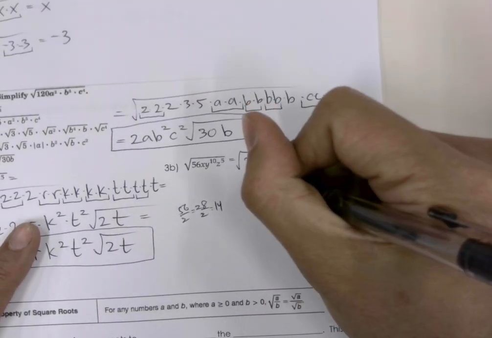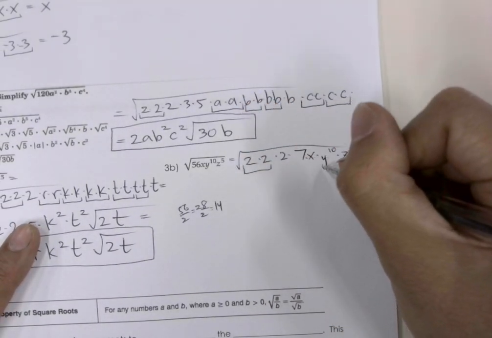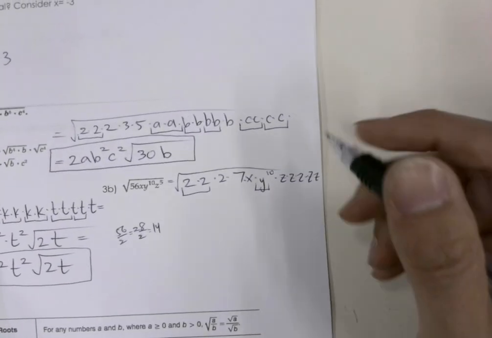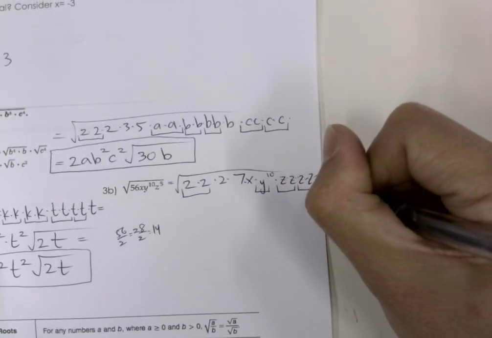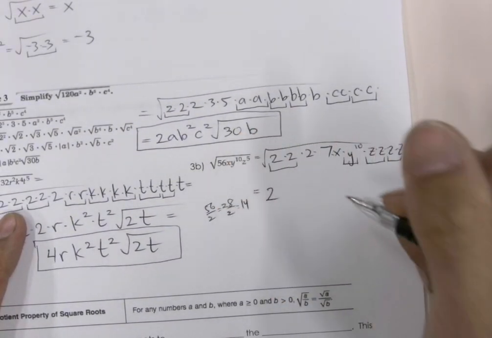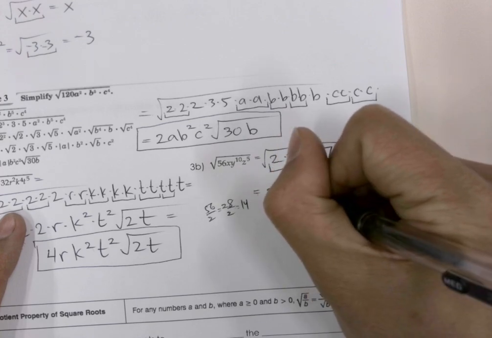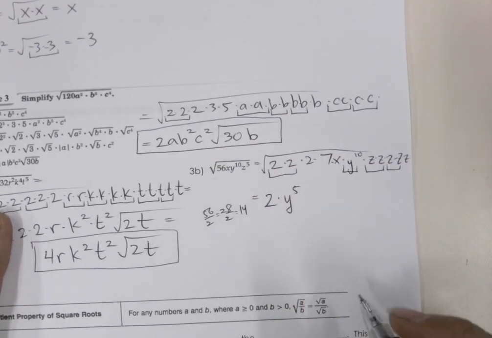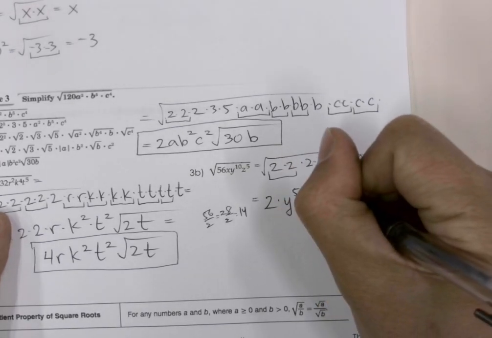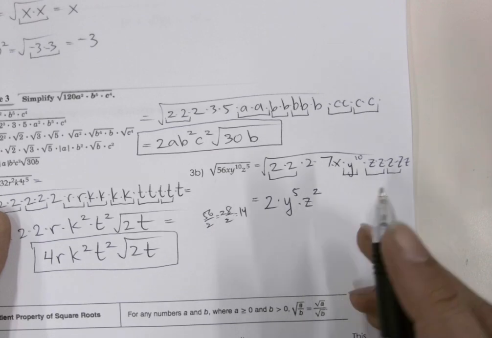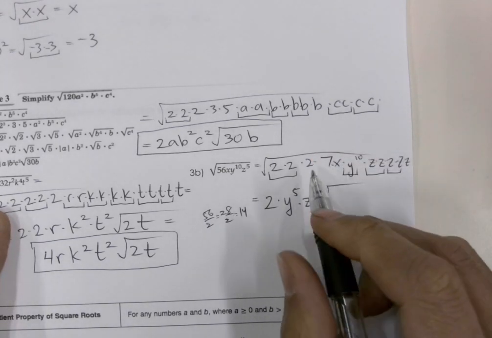So what do we have pairs of? We have a pair of 2's there. We have 5 pairs of y's there. And we have 1 pair of z's and another pair of z's there. So what is this going to equal? It's going to equal 2 times y to the 5th, because I have 5 pairs of y's there, times z squared, because I have 1 pair of z's and another pair of z's, times the square root of whatever's left over.